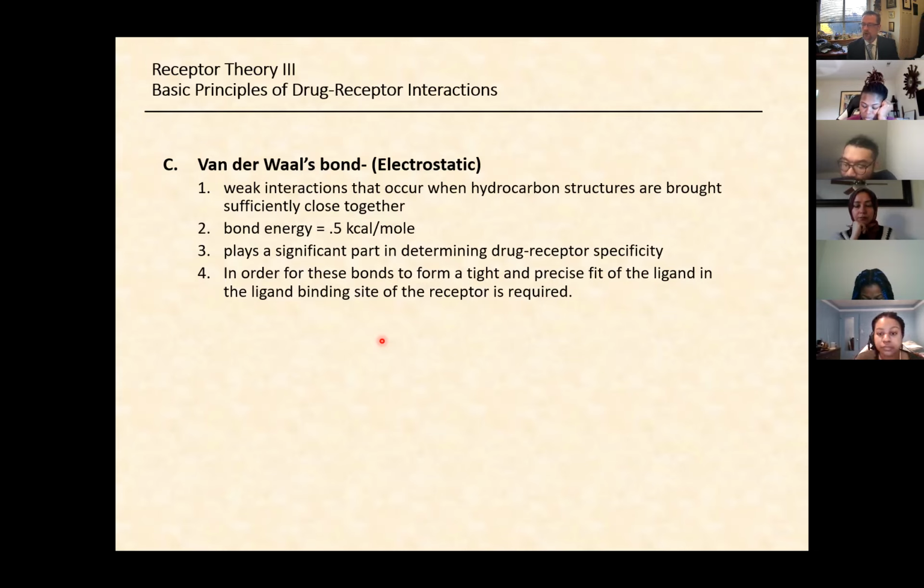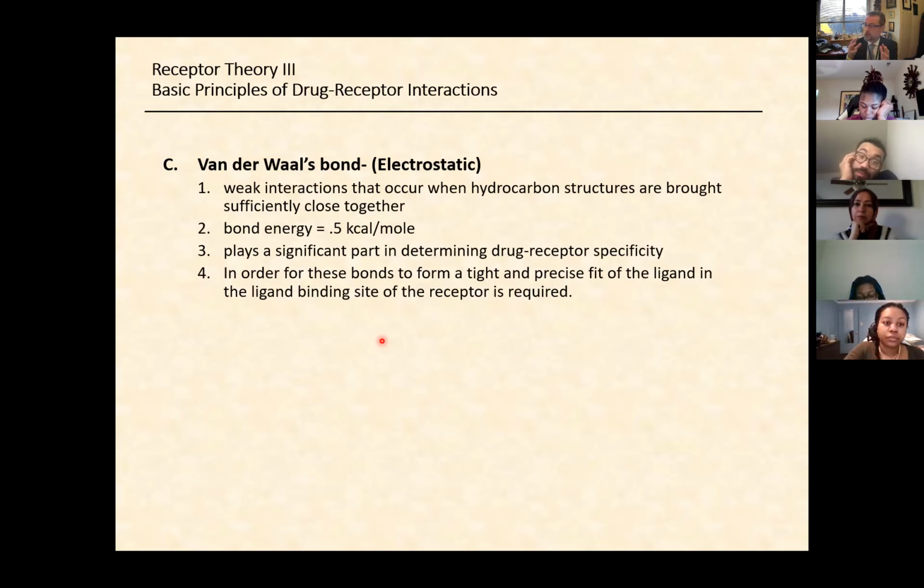So to extend this analogy to van der Waals interactions, in order for a van der Waals interaction to occur between the key and the lock, the key has to be able to fit through the keyhole and interact with those tumblers inside the lock, which will allow it to open up. That would be an example of a real tight fit and close interaction that would facilitate van der Waals interactions.